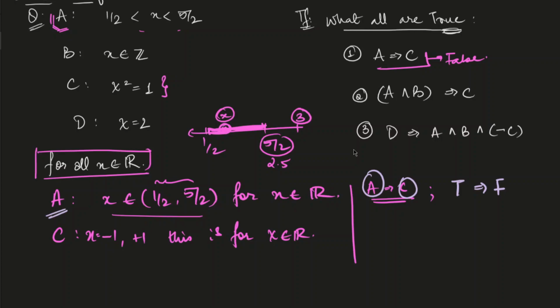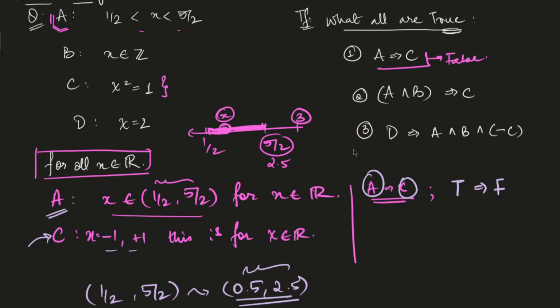So when is A true? A is true on any value between 1/2 and 5/2, which is the same as saying 0.5 and 2.5. So any number between these satisfies these conditions. But what about C? Well, C only allows -1 and +1. So any value that is between this interval, something like, I don't know, maybe 0.7.